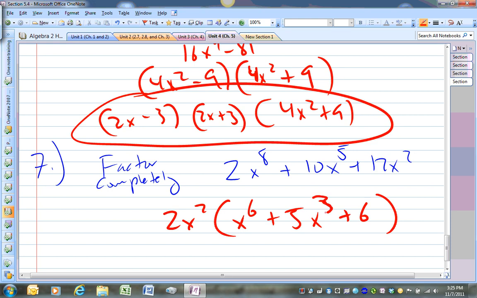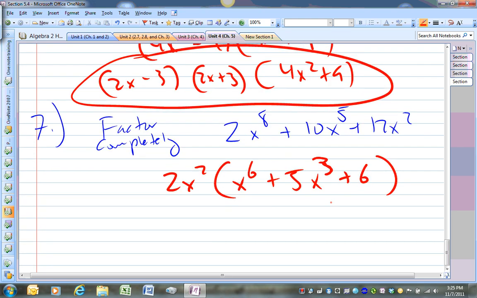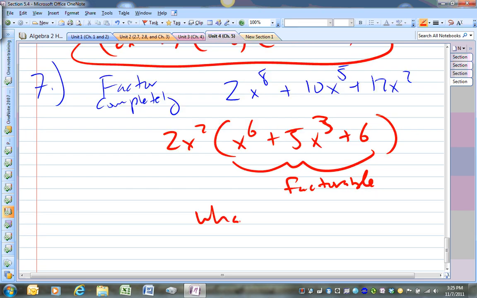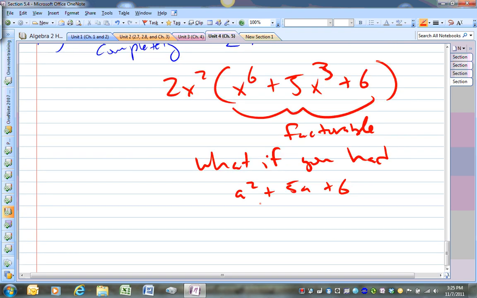Now you think to yourself, okay, am I done? Actually, you could factor this. That's factorable. And here's why. What if you had a squared plus 5a plus 6? Notice I kept the same coefficients. That would be easy, right? You just know it's a plus 2 times a plus 3. Well, instead of a squared, now you got x to the 6. Instead of a, you got x cubed.